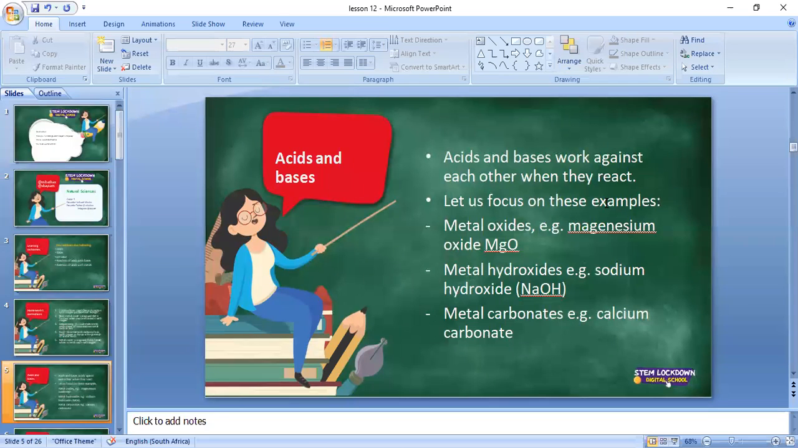Let us focus on this example. Metal oxides, which is magnesium oxide, a metal that is reacting with oxygen. So we always get a metal oxide. We've just discussed that. Then a metal hydroxide, which is sodium hydroxide, so now it's another type of metal. So we've got a metal oxide, a metal hydroxide, and a metal carbonate.